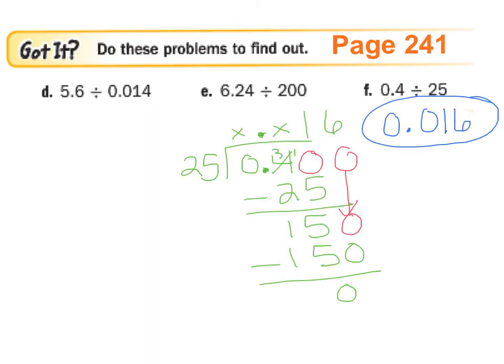For letter F, we had to do the same thing. I had to annex a couple of zeros because I couldn't do anything with that. 25 didn't go into 4. I needed to add a 0 and make it 40 first. Then I added another 0 so I could bring down another 0 and keep things moving along. And then I rewrote it, so instead of my little x's placeholders, it is 0 and 0.016, or we would say 16 thousandths.